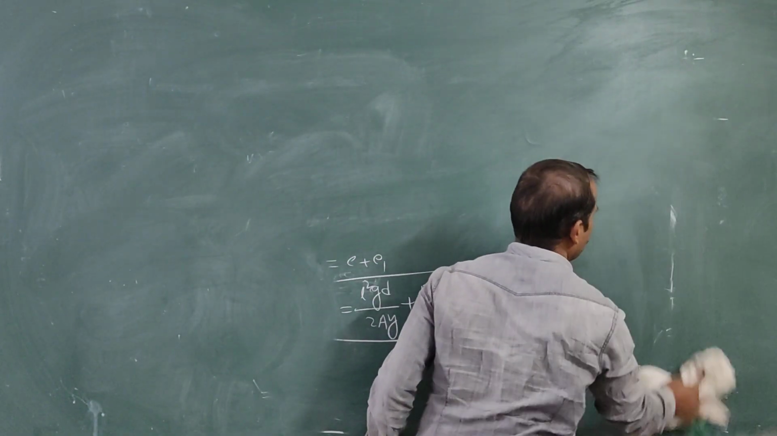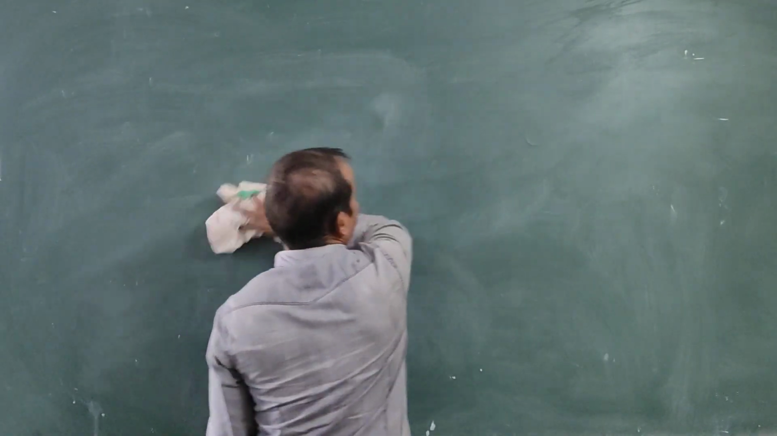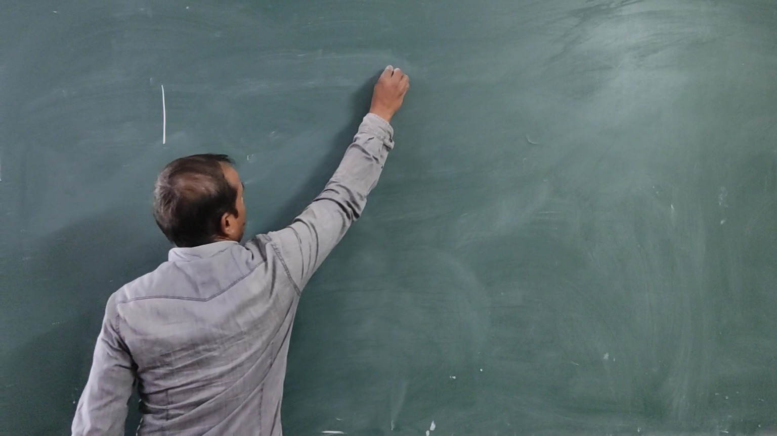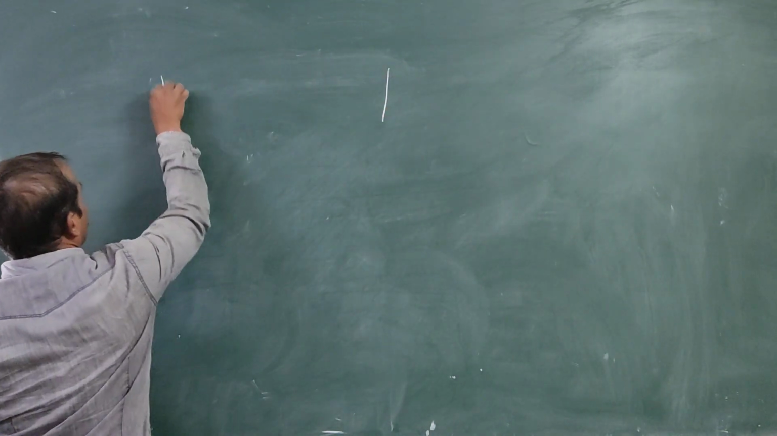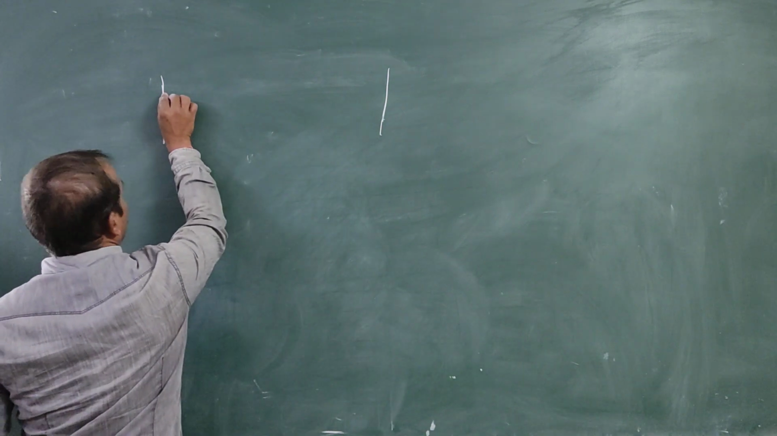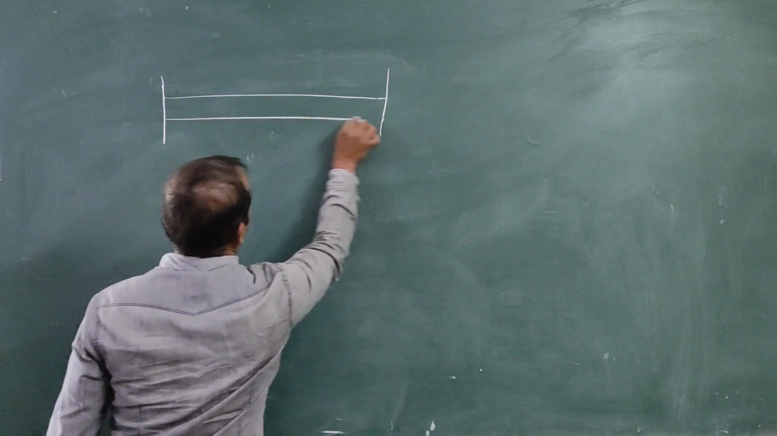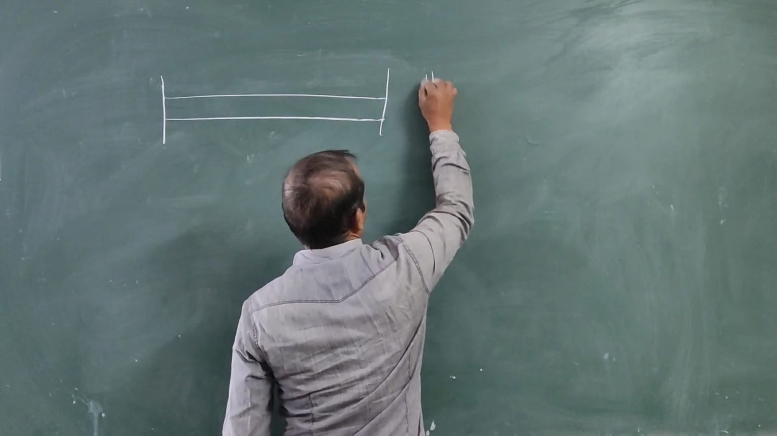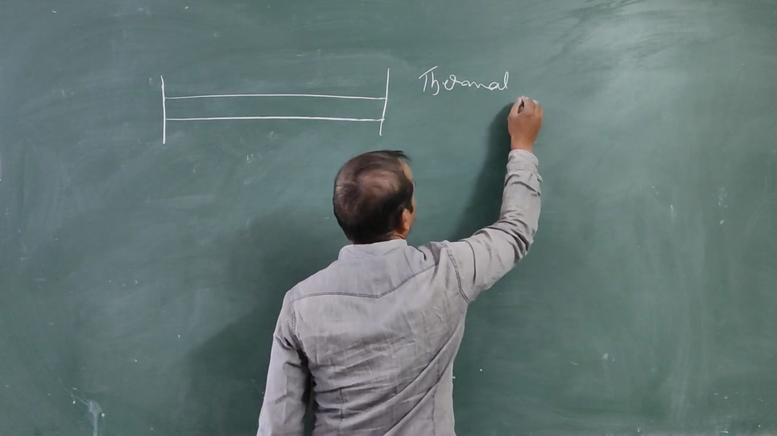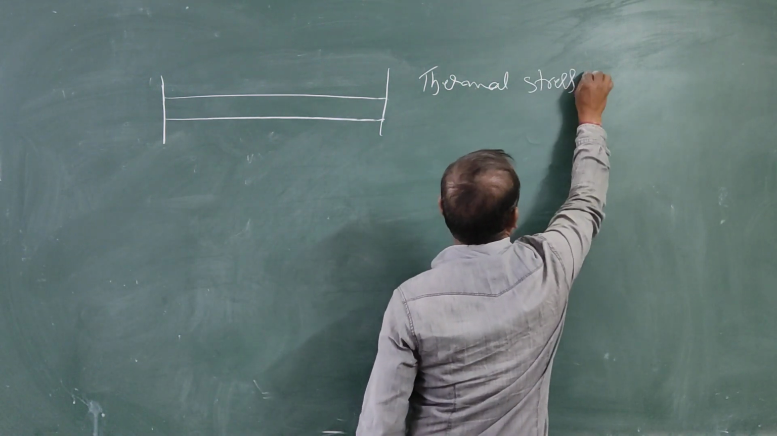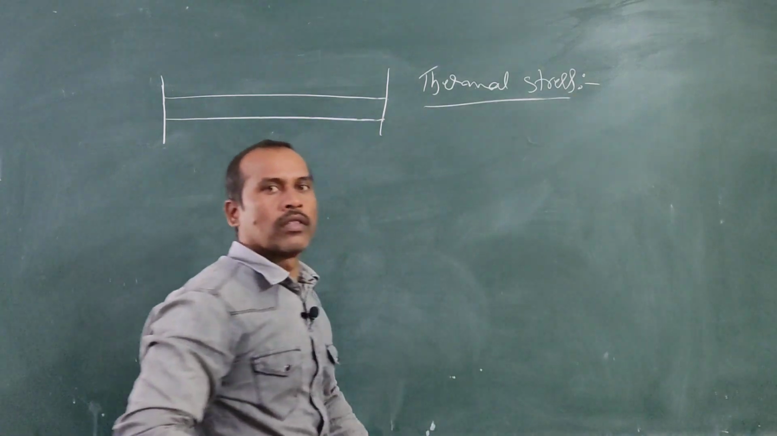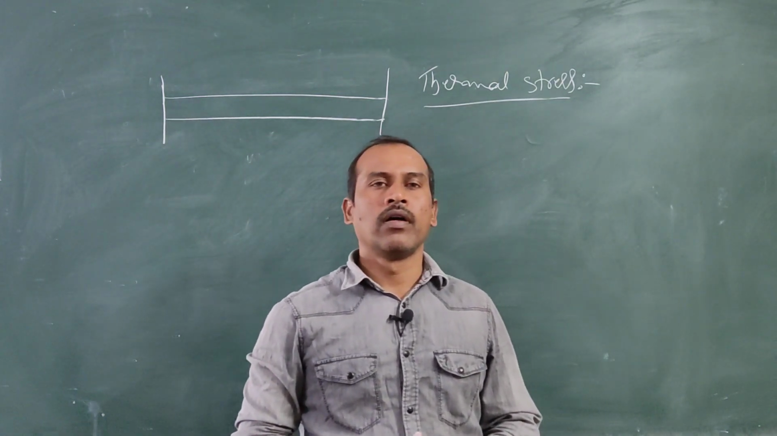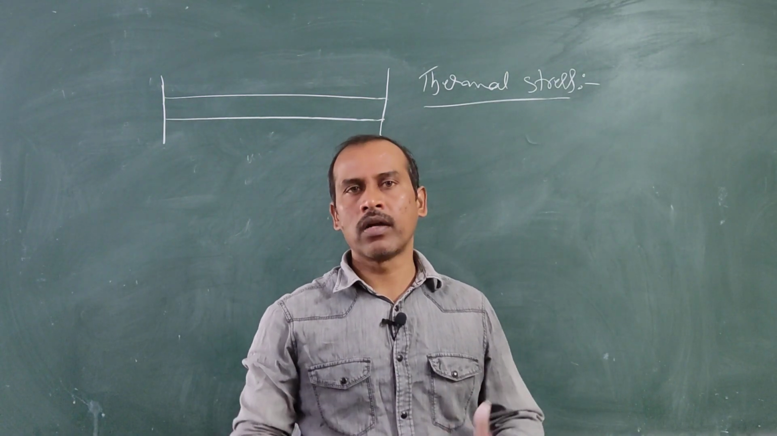Now, thermal stress. This is a rod. Thermal stress, or thermal force, thermal strain. First of all, a rod with area of cross section A and length of the rod L.